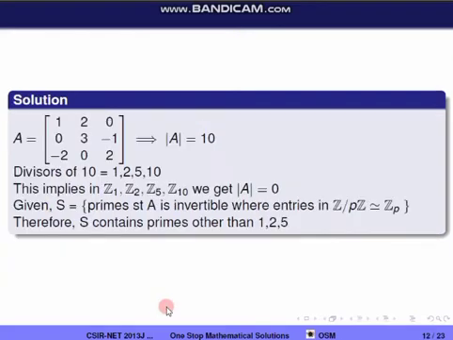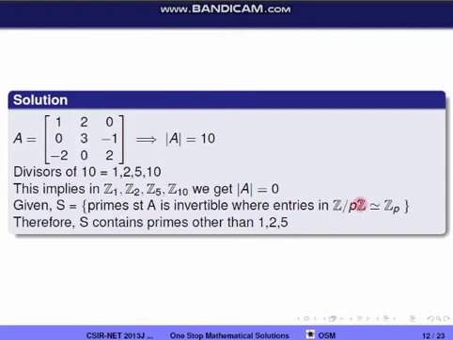So A is given to be this matrix. Find its determinant. I found the determinant to be equal to 10. Then find the divisors of this number, that is divisors of 10, which are 1, 2, 5, 10. So in Z1, Z2, Z5, Z10, the determinant value is equal to 0, because when we take 10 modulo 10, we are getting 0. 10 modulo 5, 0. Like that, we found the determinant to be 0 for these values.